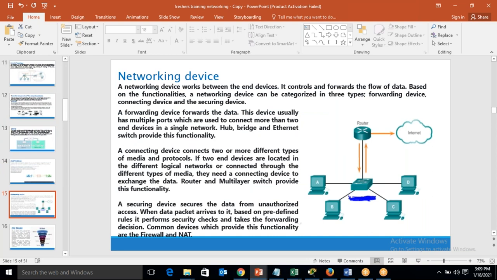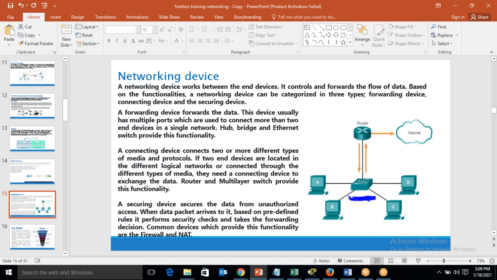Coming to the next essential component, the last one is networking devices. Let us see what are the different networking devices. A networking device works between the end devices. Of course, these are the devices that work between two different end devices, that is the sender and the receiver. It controls and forwards the flow of data based on the functionalities.